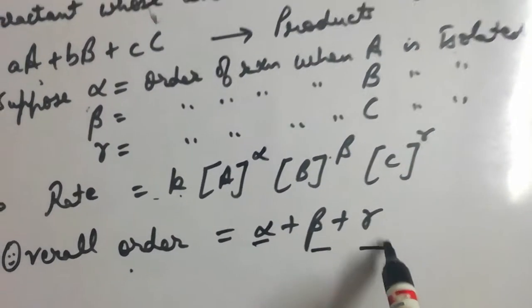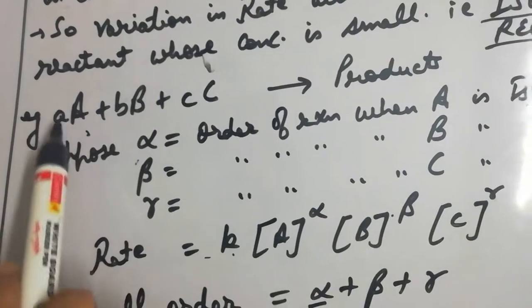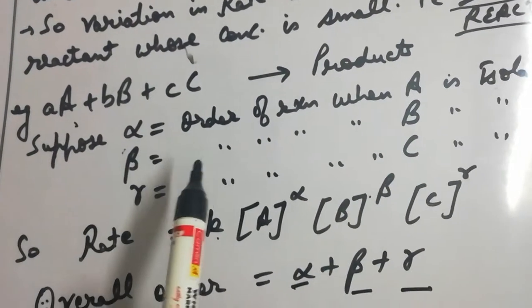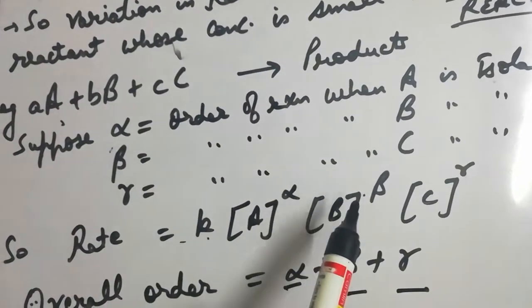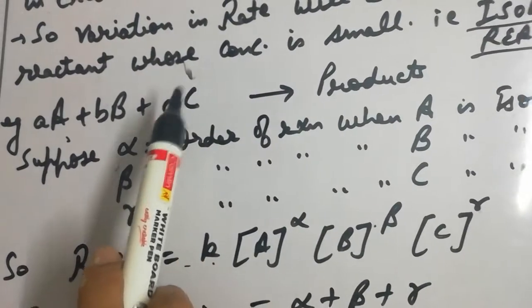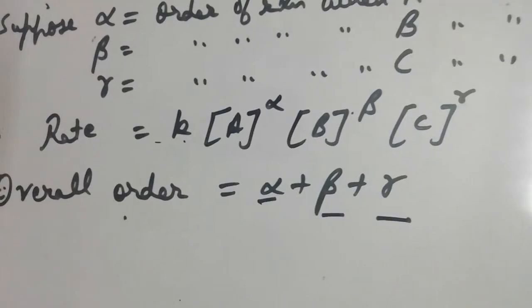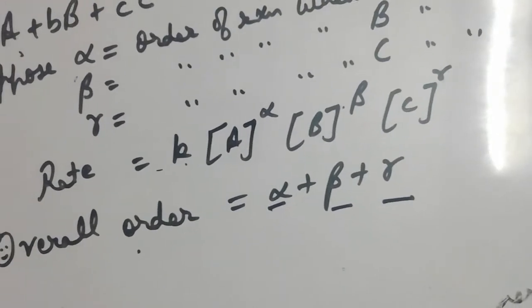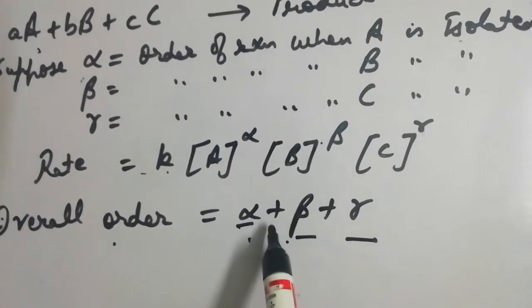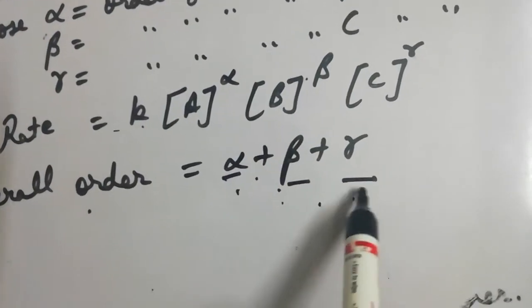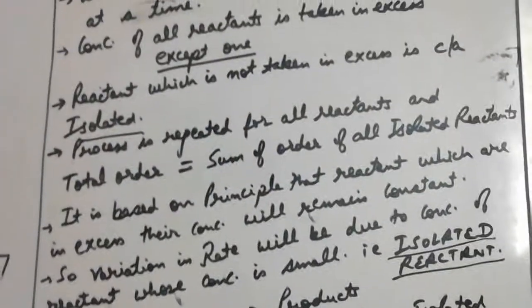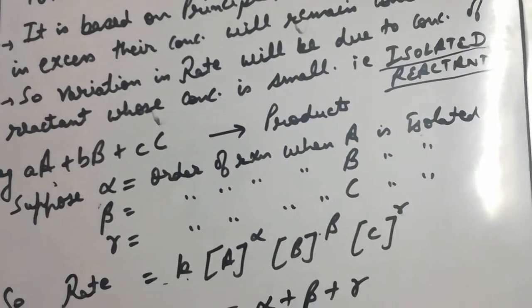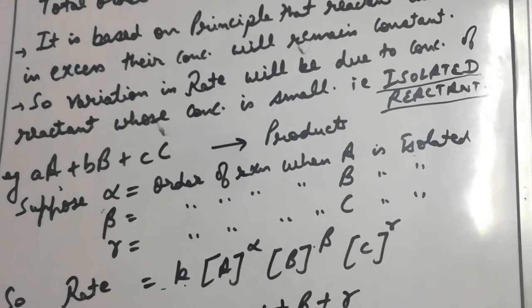So overall order will be sum of the orders of all the isolated reactants, that is alpha plus beta plus gamma. So in this reaction, first we will isolate the reactant A, and then order with respect to reactant A is found out, which is alpha. Then we will isolate the reactant B, and then the order will be beta, and then we will isolate the reactant C and order will be gamma, and the overall order will be the sum of the orders of all the isolated reactants. So this is how we can find out the overall order with the help of Ostwald isolation method, in which each reactant is isolated one by one and order with respect to the isolated reactant is calculated.